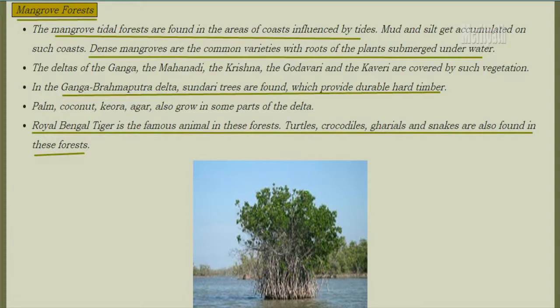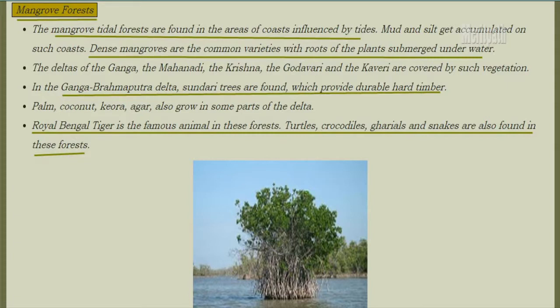Next is mangrove forest. So the mangrove tidal forests are found in the areas of coasts influenced by the tides. Mud and silt get accumulated on such coasts. So these dense mangroves are common varieties with roots of the plants which are submerged under the water. Deltas of Ganga, Mahanadi, Krishna, Godavari, Kaveri, all these are covered with such vegetation.